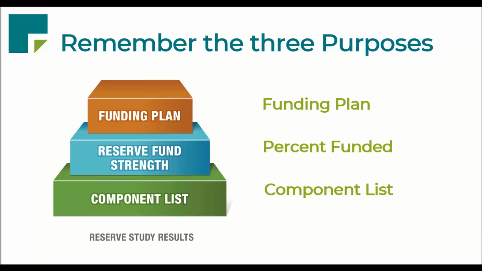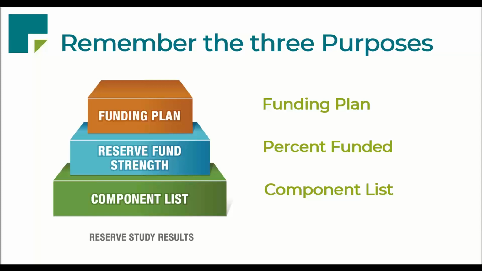The funding plan is literally that. You call it the contribution rate. It may be called the multi-year funding plan. The reserve fund strength is classically measured in percent funded, so it's a size or a fit type of number. It means so much more than just saying, well, we have $200,000.